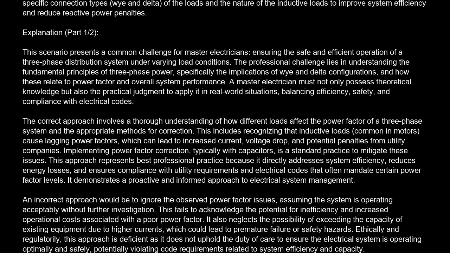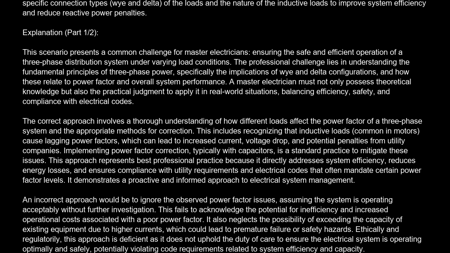Explanation. This scenario presents a common challenge for master electricians, ensuring the safe and efficient operation of a three-phase distribution system under varying load conditions. The professional challenge lies in understanding the fundamental principles of three-phase power, specifically the implications of Y and delta configurations, and how these relate to power factor and overall system performance. A master electrician must not only possess theoretical knowledge, but also the practical judgment to apply it in real-world situations, balancing efficiency, safety, and compliance with electrical codes.